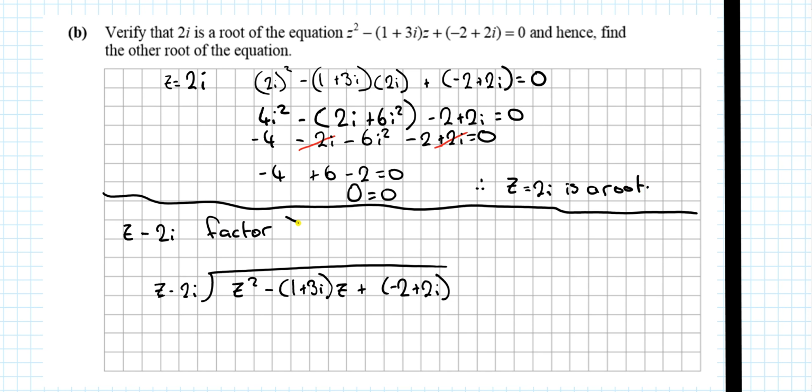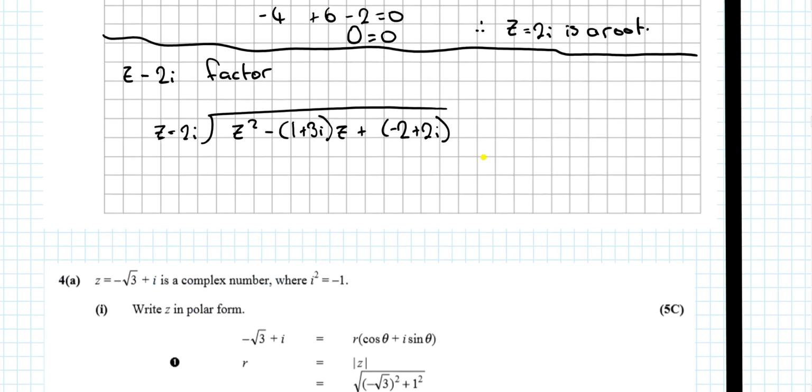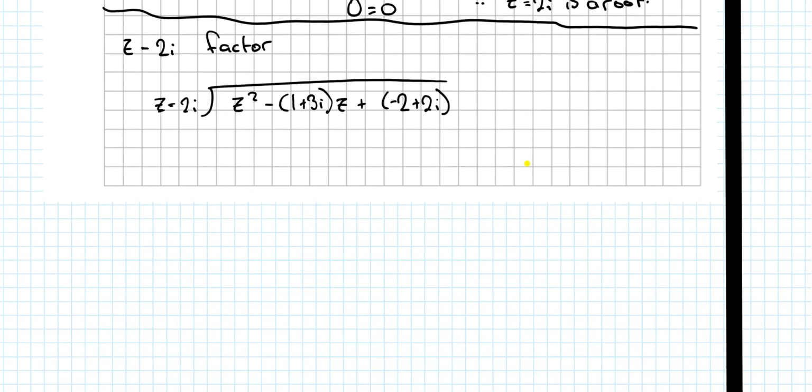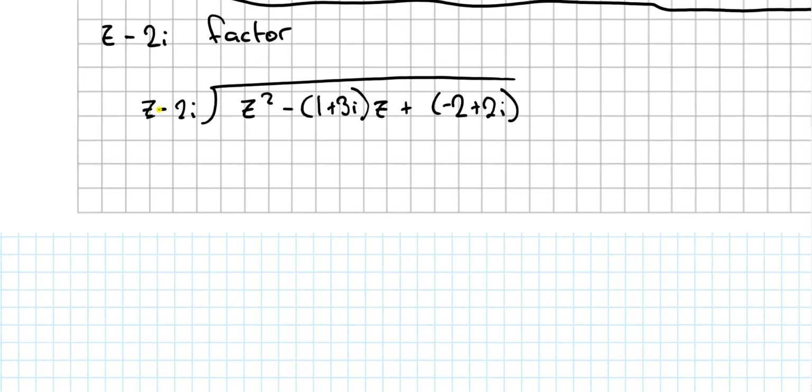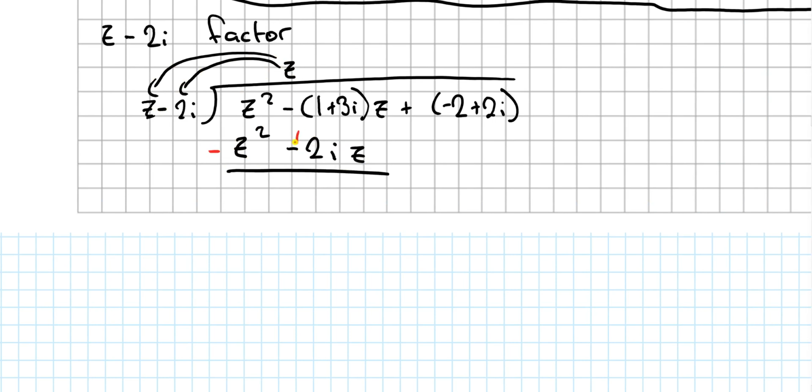Perfect. Okay, well if I know it's a root, I know that z minus 2i is a factor, and they want us to find the other roots. So how I find the other roots is by finding the factor and then dividing it in. Z by what is z squared? Z by z, so I'm going z squared. And z by minus 2i is minus 2iz. Same thing we always do, change the signs.